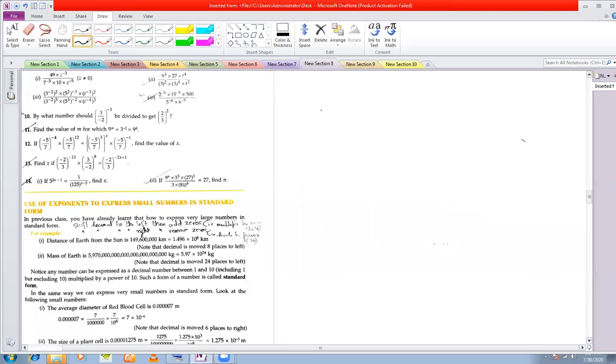Find the value of m for which 9 to the power of m divided by 3 to the power of minus 2 is equal to 9 to the power of 4. This is the equation given. You need to solve for m. You have already done linear equations.